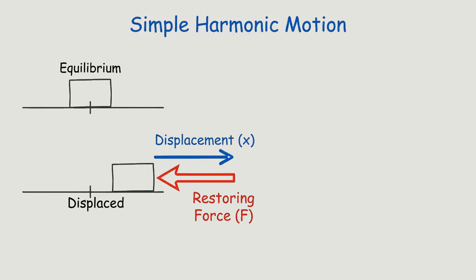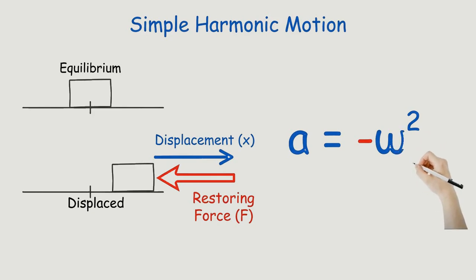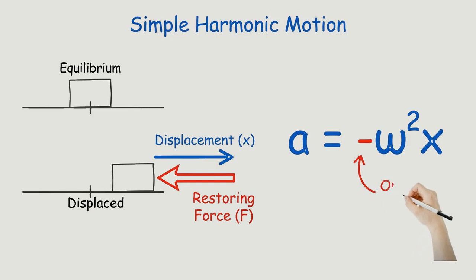That rule is written as a equals minus omega squared x. Here, x is displacement from equilibrium. a is acceleration. Omega tells you how fast the system oscillates. The minus sign matters. It means the acceleration always points opposite to the displacement. That single equation defines simple harmonic motion.